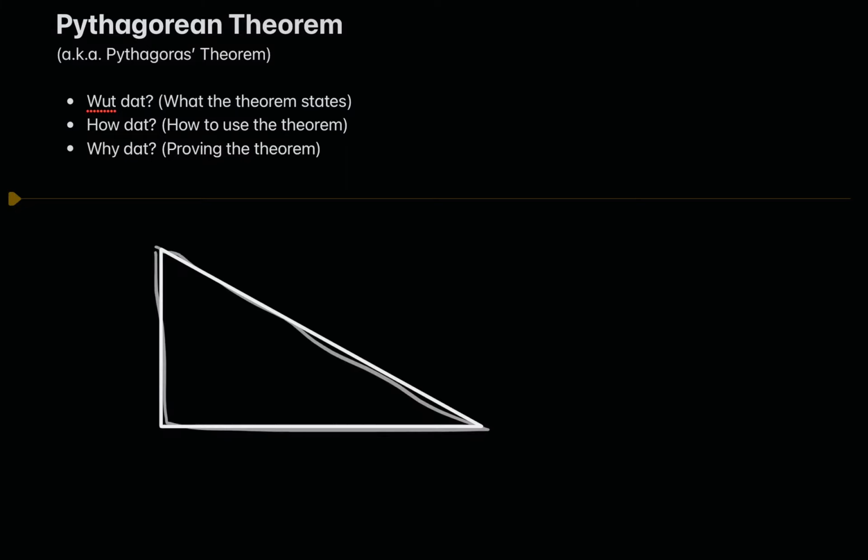Whenever we have a right triangle, and it is very important that this be a right triangle, that has lengths a, b, and c, the Pythagorean theorem says that a squared plus b squared is equal to c squared.